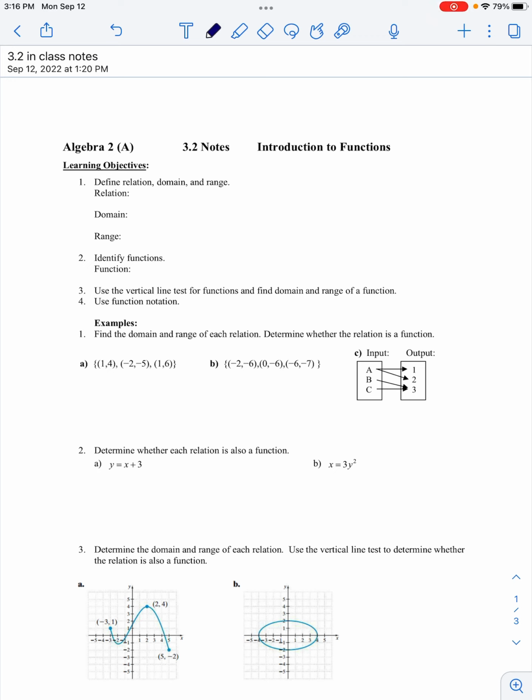Welcome back. Today we're going to do the Chapter 1, Section 2 notes, the 3.2 notes that are due for B period for tomorrow. And then for E and F, they're due on Wednesday, September 13th, okay? So let's go ahead and get started.